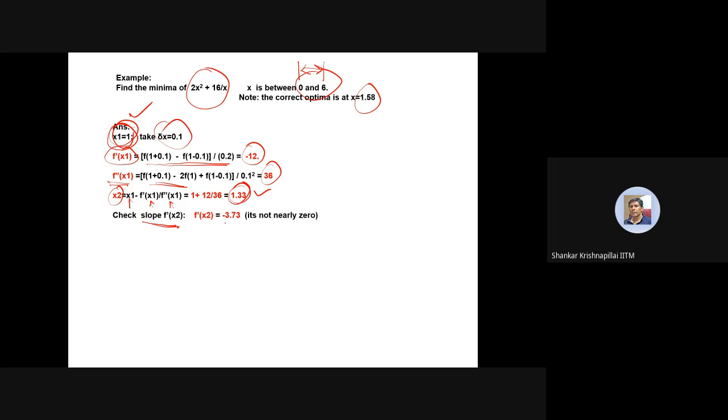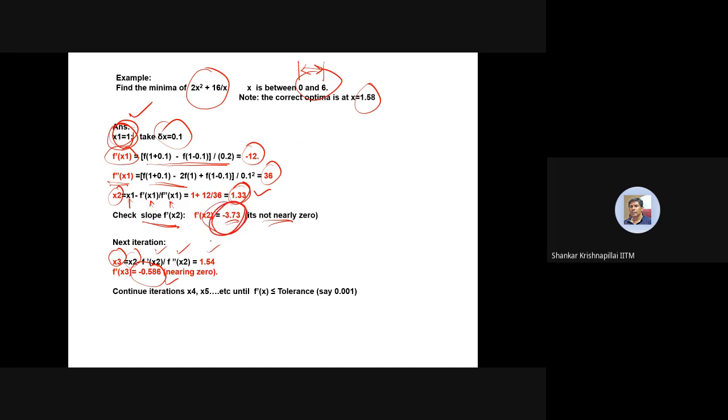So you have to check the slope at x equal to 1.33. The slope is coming to minus 3.73 and it is not equal to 0. So you have to again find x3. x3 is equal to x2 minus first derivative at x2 divided by second derivative at x2. That is 1.54. The slope there is minus 0.586. So some improvement is there. Earlier it was minus 3.73. Now it has become minus 0.586. So some improvement is there.